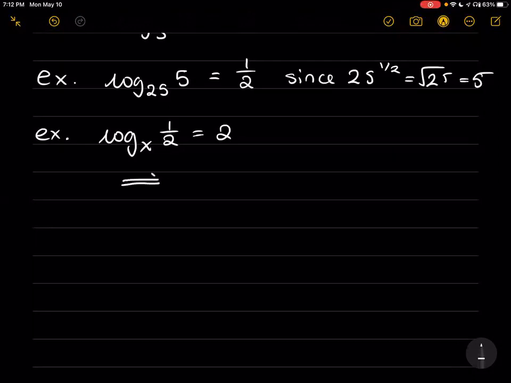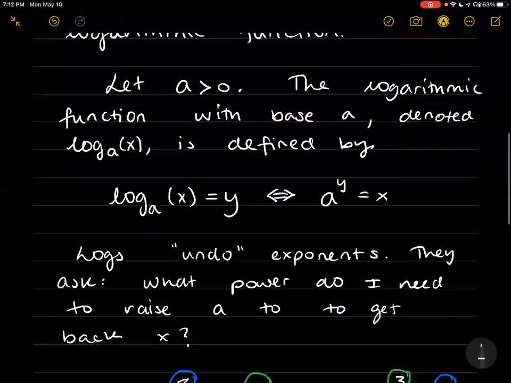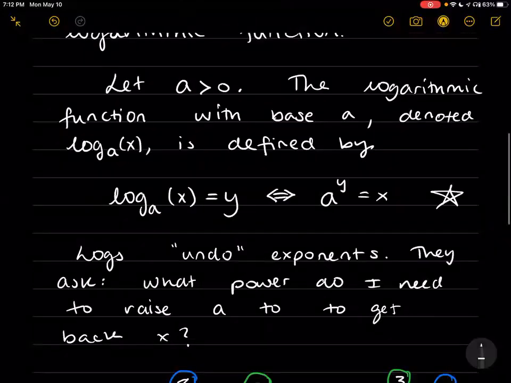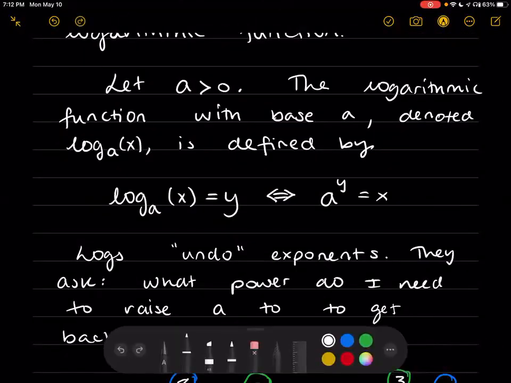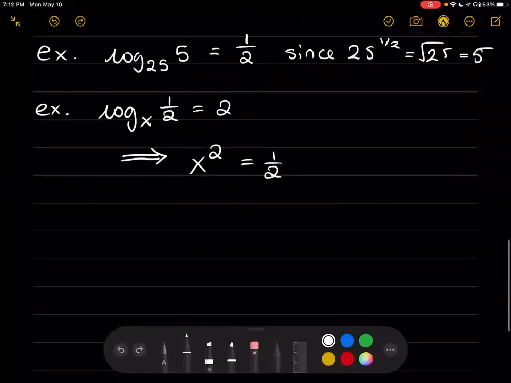So if we write this in exponent form, we want to take base x, raise it to the 2 power, equals 1/2. Using the definition of logs from up here. Okay. So it's just figuring out where things go. Let me color coordinate so that you can really see what's going on.